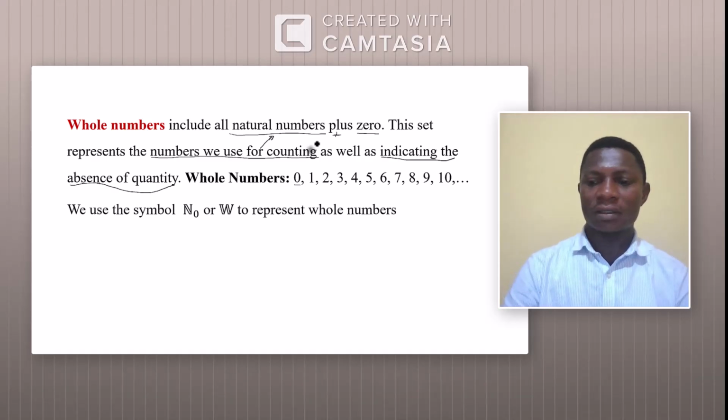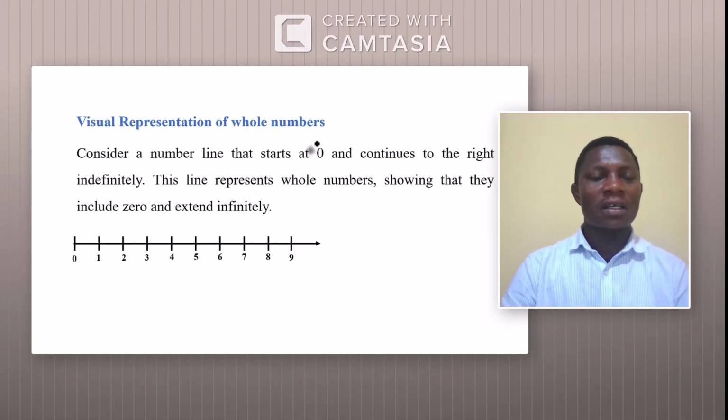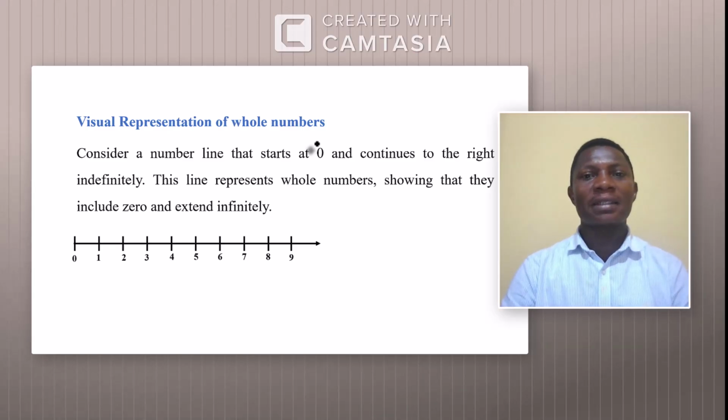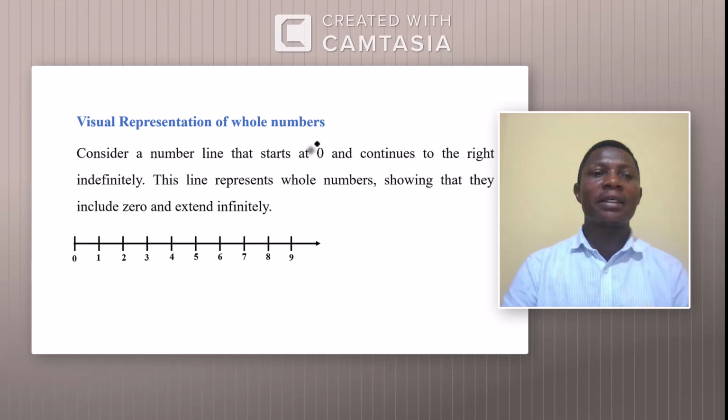So that is whole numbers. Now let's look at the visual representation of whole numbers. We consider a number line that starts at 0 and continues to the right indefinitely. This line represents whole numbers, showing that they include 0.